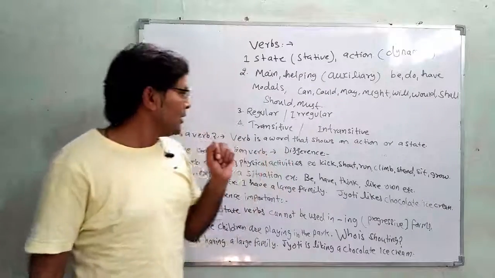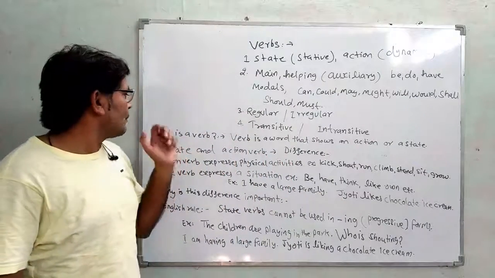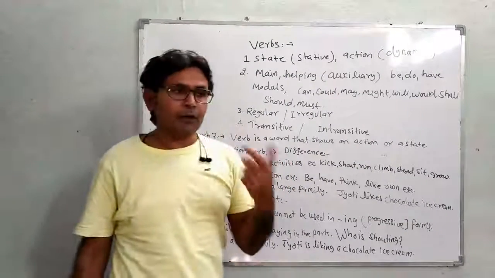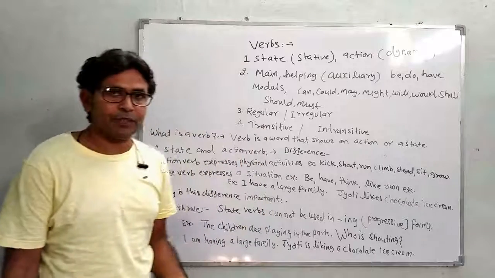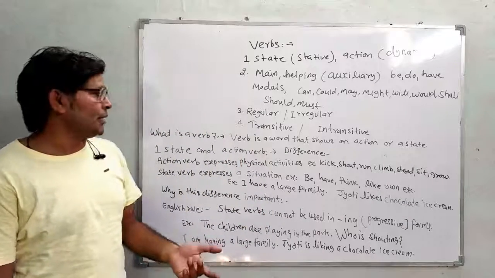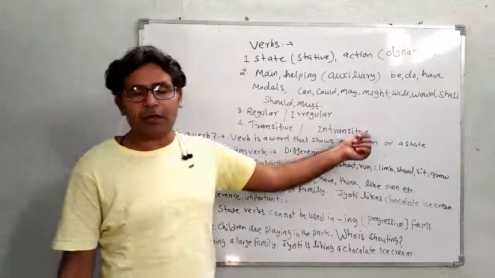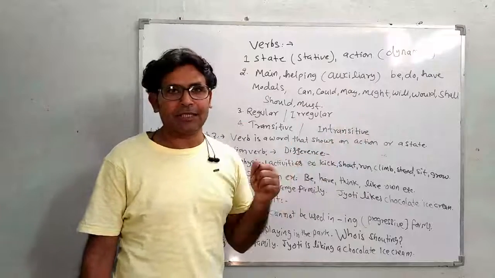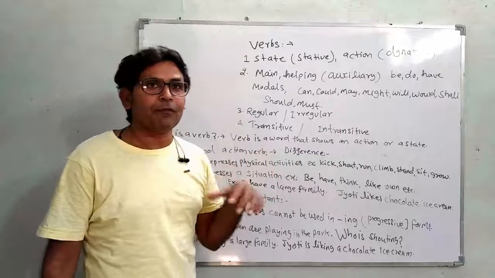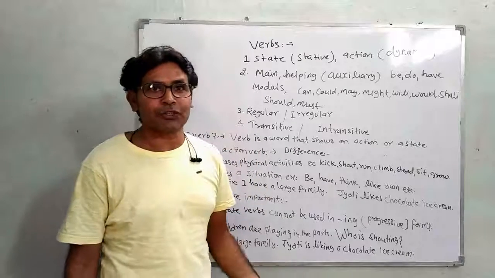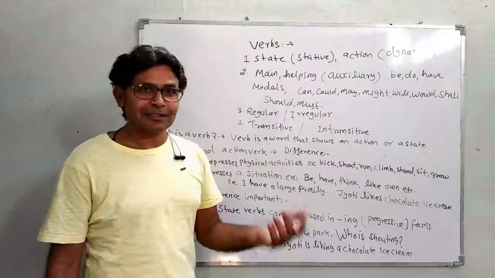So the verb. First of all, we need to know what a verb is. What is a verb? A verb is a word that shows an action or a state. So that is a verb. What is a verb? A verb is a word that shows an action or a state.